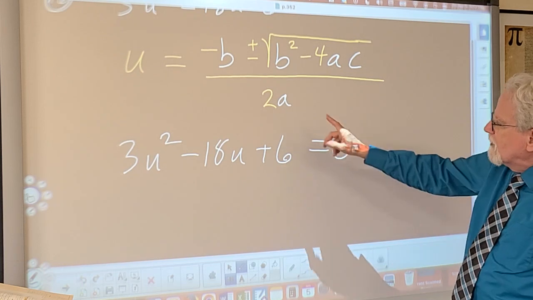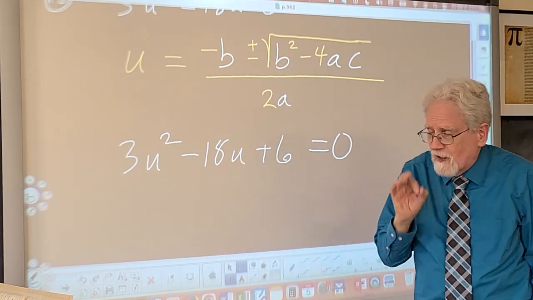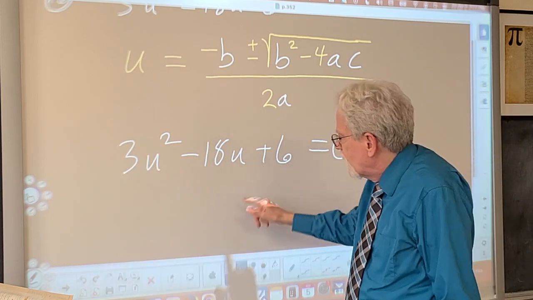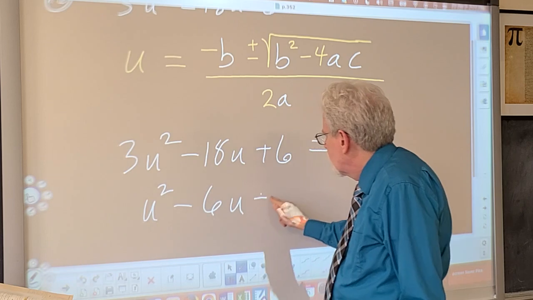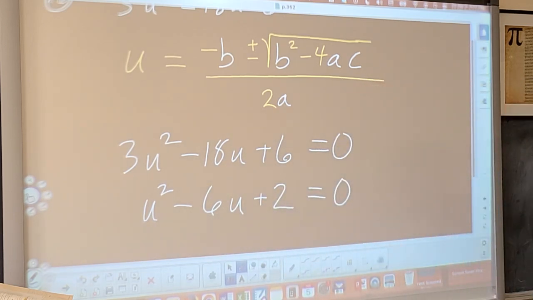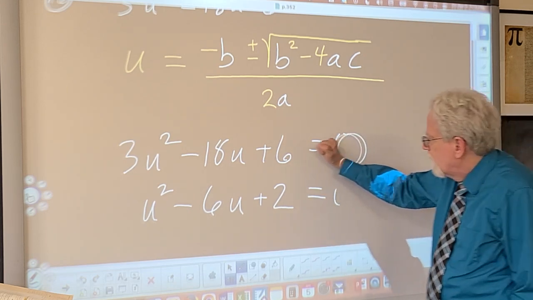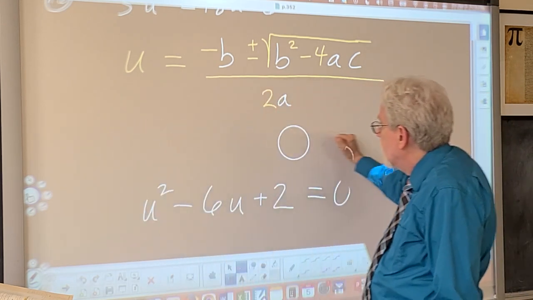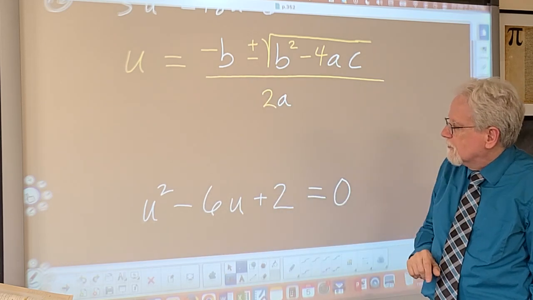We don't have to do something nasty like squaring 18 and stuff like that. Makes life a lot easier. So dividing everything by 3, we now have u squared minus 6u plus 2 equals 0. That's better. That's much better. Now, so I don't get confused about what numbers I'm using, I'm going to erase this. It's gone. And now we'll simply plug these guys into that.